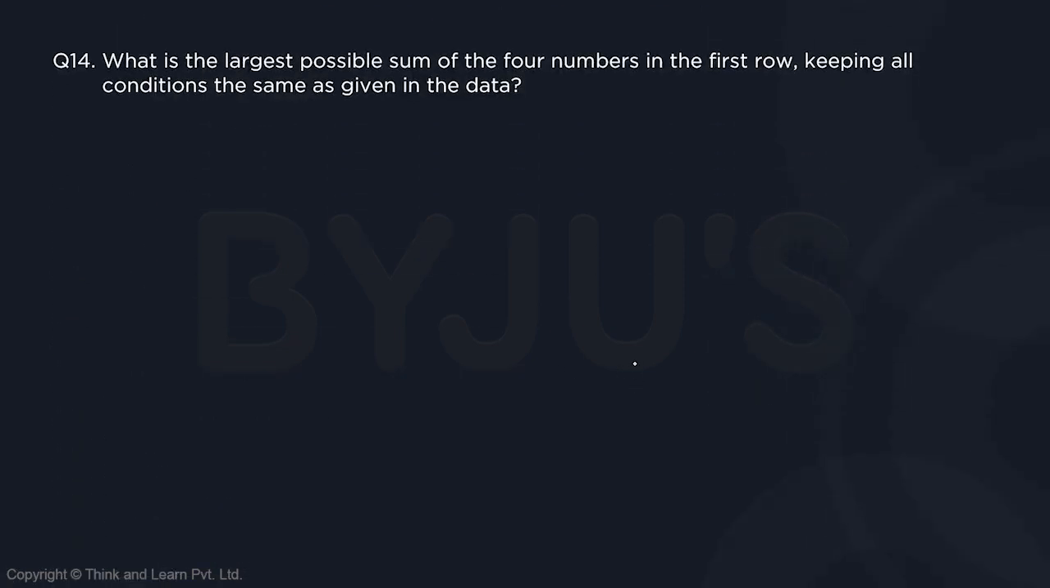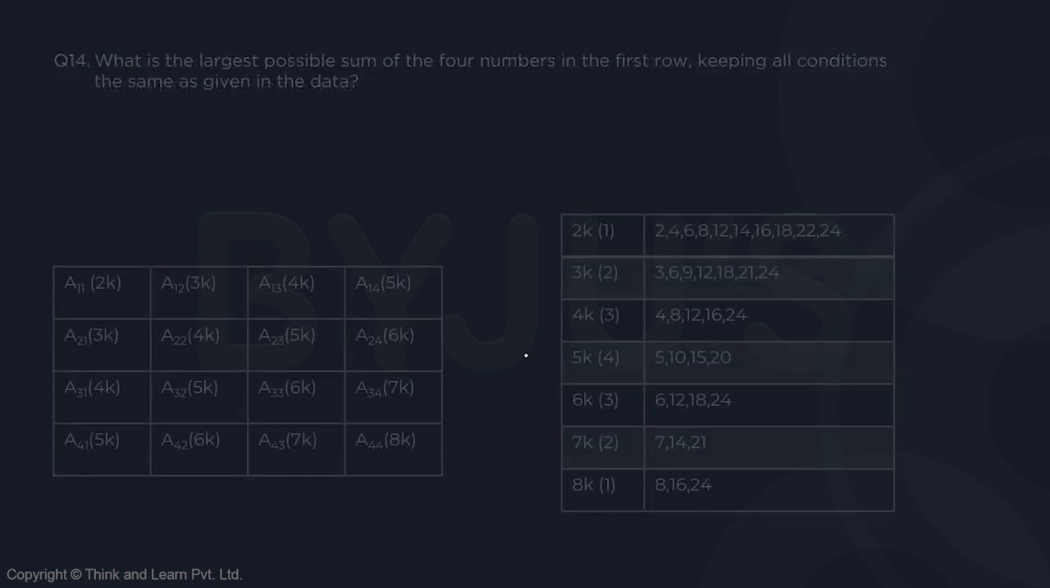Now, what is the largest possible sum of the 4 numbers in the first row, keeping all conditions the same as given in the data? Largest possible sum of the numbers in the first row. So, I need this sum to be the largest possible. I need a multiple of 2 here, a multiple of 3 here, a multiple of 4 here, and a multiple of 5 here.